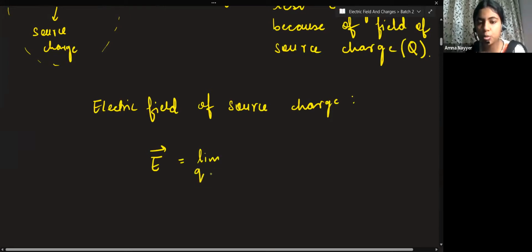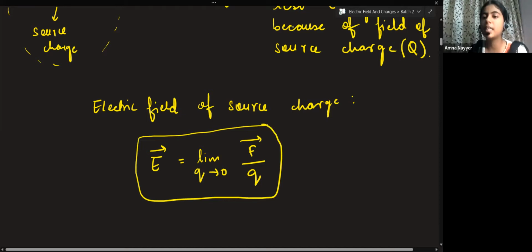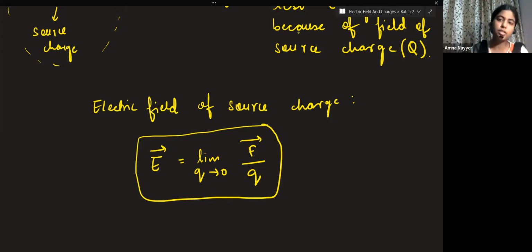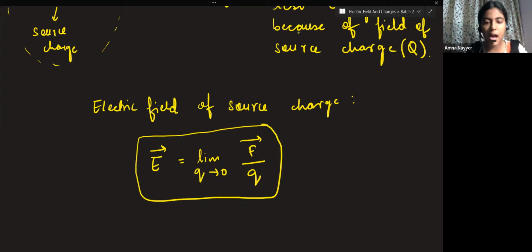The limit as q, small q meaning the test charge, tends to 0, of the force by the charge. This is how we mathematically represent the line that I have written: the statement that the electric force experienced by the test charge is because of the electric field of the source charge. If you wish to represent this sentence mathematically, then this will be the representation. Now see, I have added this limit q tends to 0.